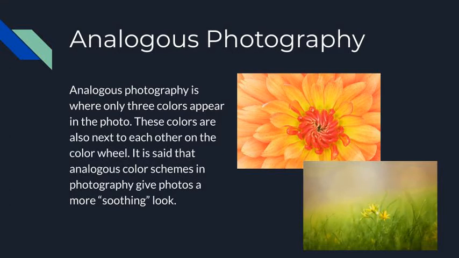Analogous photography. Analogous photography is where only three colors appear in a photo. These colors are also next to each other on the color wheel. It is said analogous color schemes in photography give the photos a more soothing look. The top photo uses red, yellow, and orange, while the bottom photo uses yellow, green, and orange. These are warm color schemes.